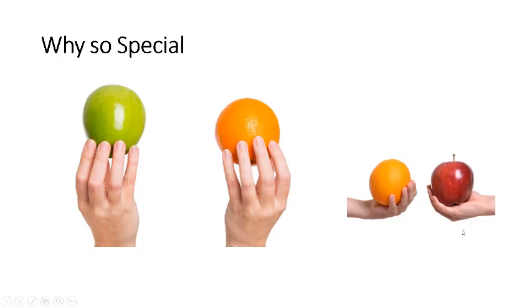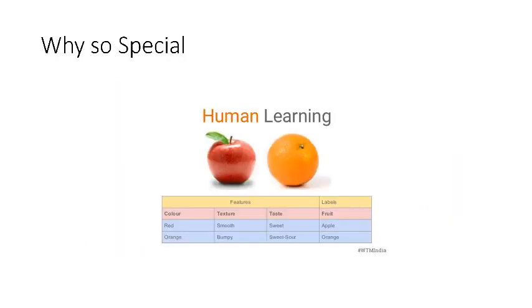So now, why is SVM so special? Here is a picture of an apple and an orange, and how can a machine understand whether it is an apple or an orange? From human learning, we can understand this. We can say that some features are there, and some label is there. So what is that? Color, texture and taste are the features.